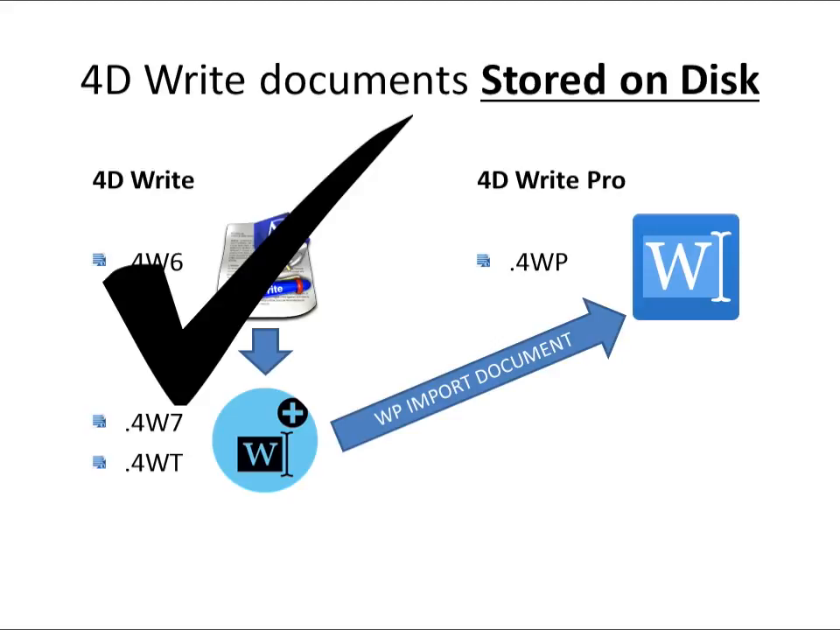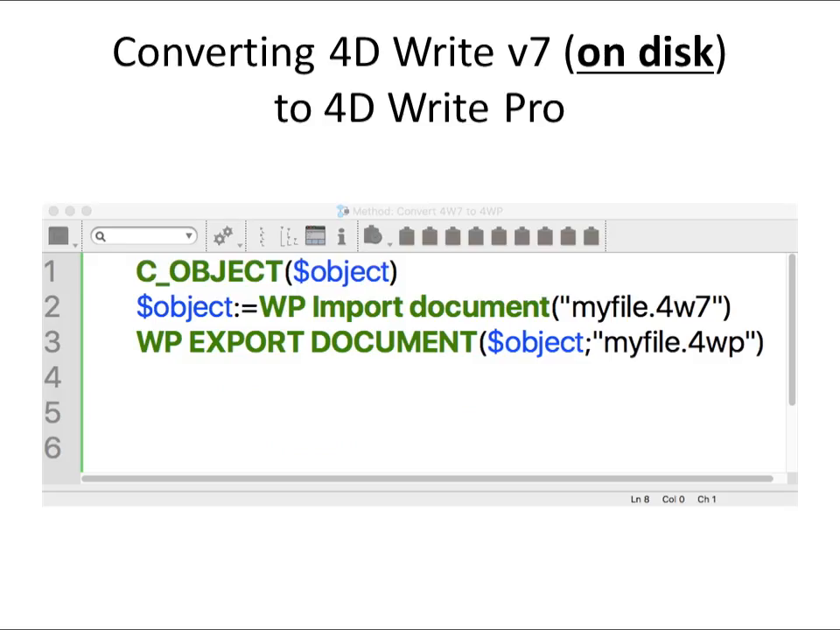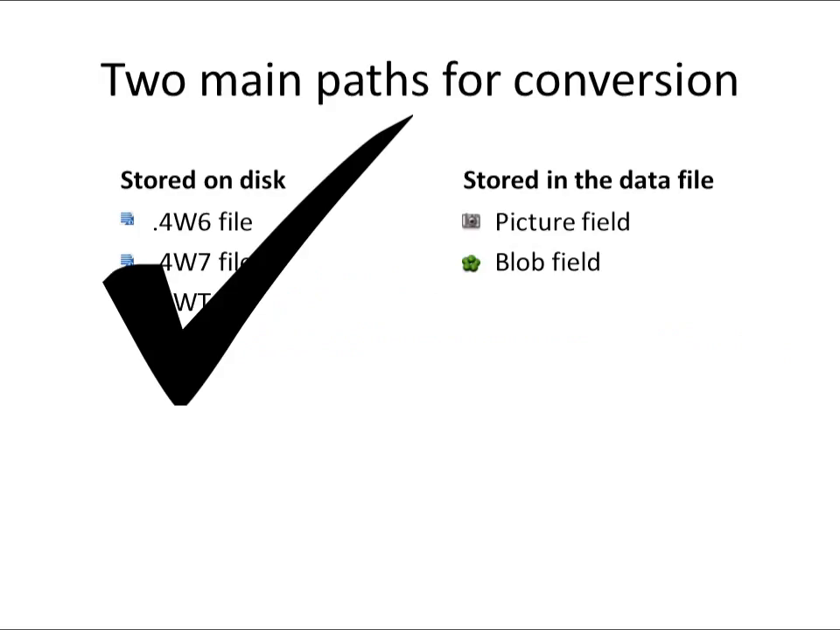Step 1 is done. Now that you have a 4D Write version 7 document, you can convert it to 4D Write Pro. It is best to use the latest version of 4D, such as version 15R5 or more preferably version 16. To perform the conversion, open the 4D Write v7 document using the WP Import document command. This returns a 4D object containing the 4D Write Pro document. Now, save the 4D Write Pro document object using the WP Export document command. This completes the section for documents stored on disk.